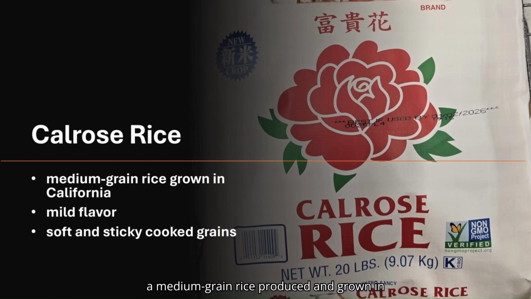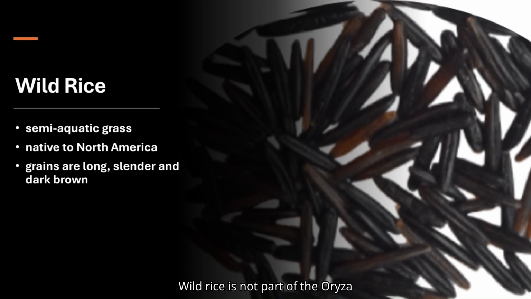Calrose is a medium-grain rice produced and grown in California, and it is grown in the most rice hectarage in that state. Cooked Calrose is soft and sticky, with a mild flavor. Wild rice is not part of the Oryza family. It is a semi-aquatic grass native to North America with long, slender, and dark brown grains. This variety is usually mixed and cooked with white or brown rice.